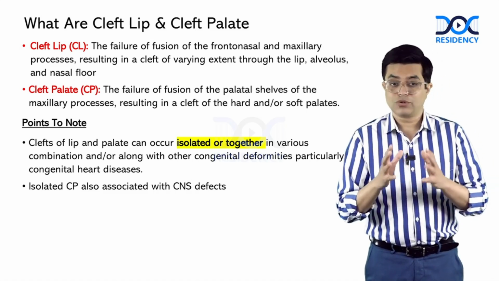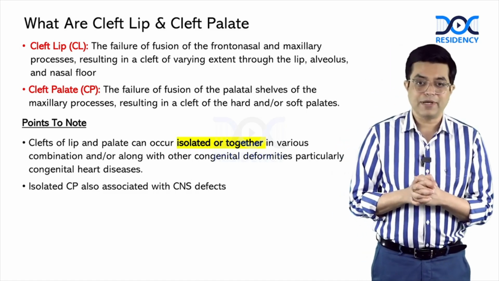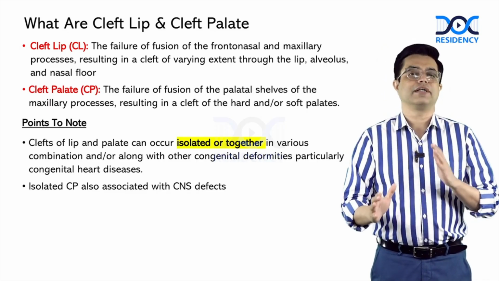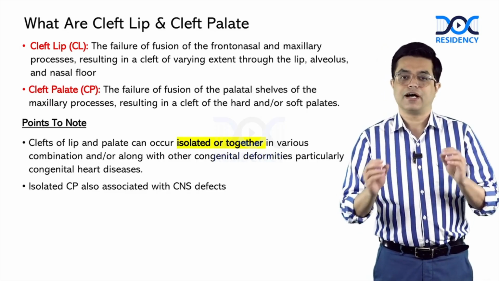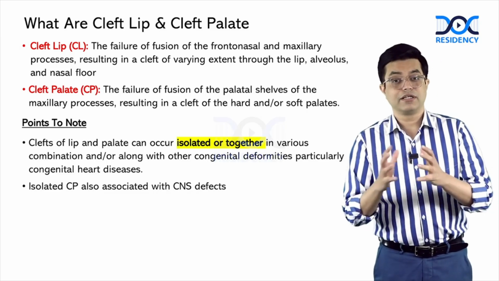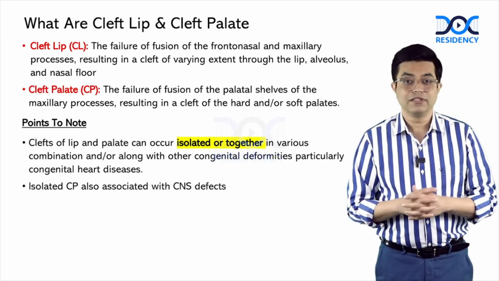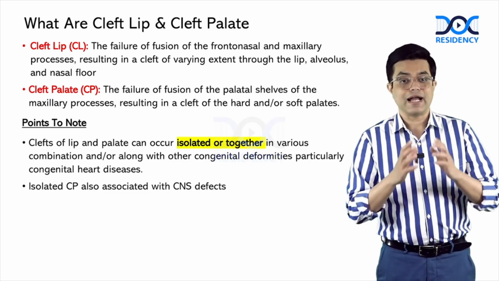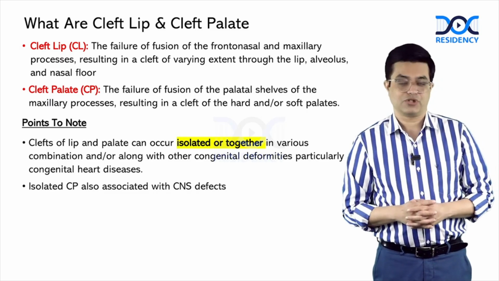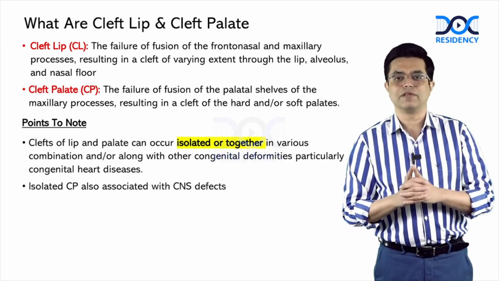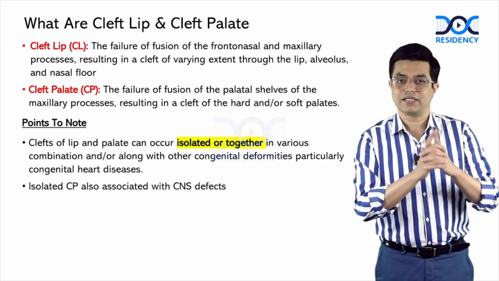Right? As I told you, clefts of lip as well as palate can occur in isolation or they can occur in various combinations along with other congenital defects in the patient. Other congenital defects which have been found associated with cleft lip and cleft palate include congenital heart diseases and some CNS defects in the patient. Remember that CNS defects are relatively more common with isolated cleft palate.